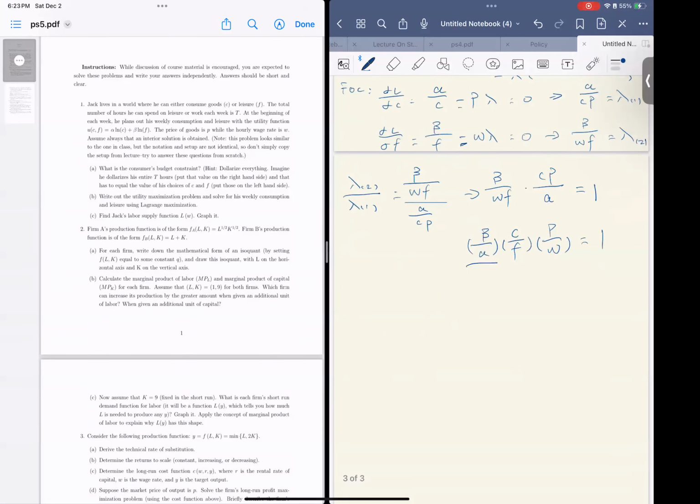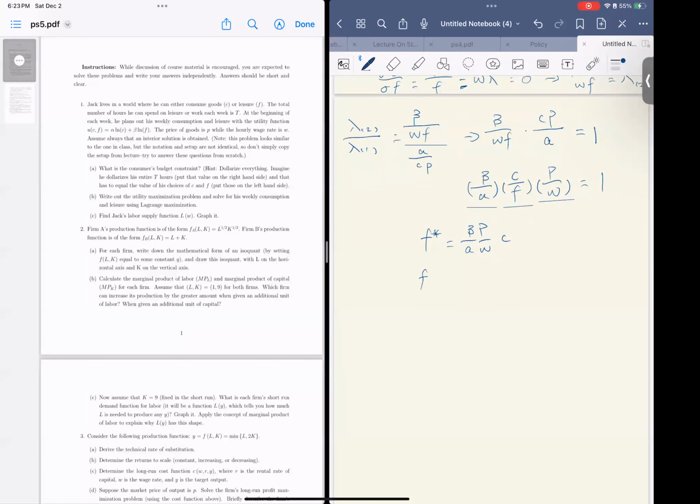Okay, so this is a ratio of beta and alpha, this is the price and wage, and then this is the quantity of goods and quantity of leisure. So let's isolate them. We get F star equals beta P over W over C, and we get C equals the whole thing divided by F times alpha W over beta P.